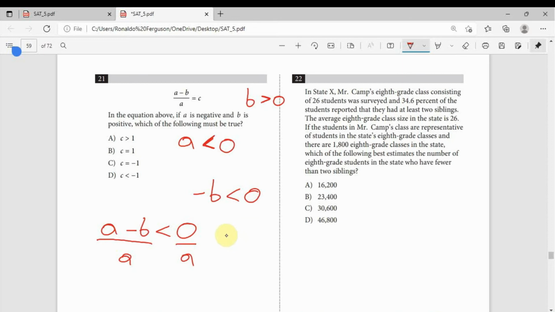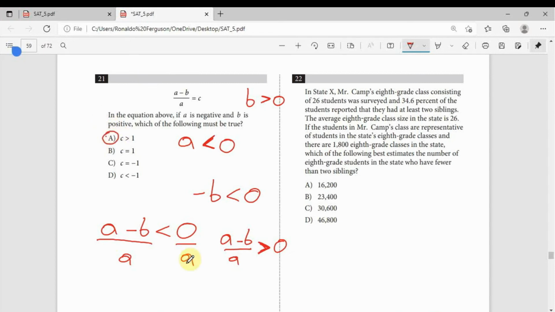What happened to the sign switch? So (A minus B) over A is going to be greater than 0. In that case, we're saying that the answer must be positive, don't we? So in other words, the only option is A.